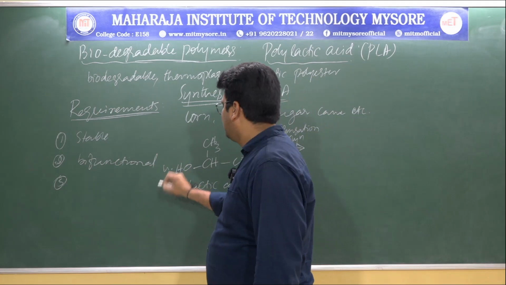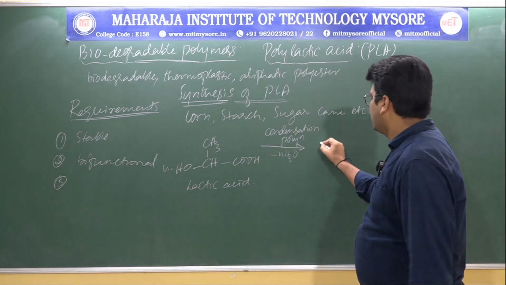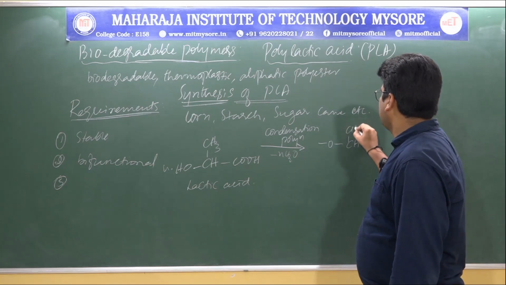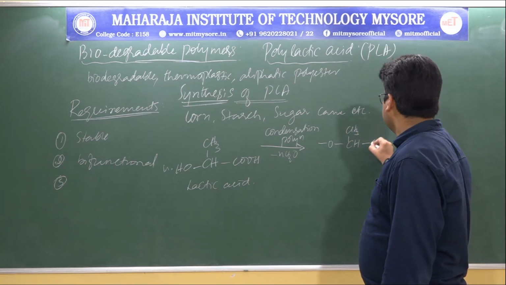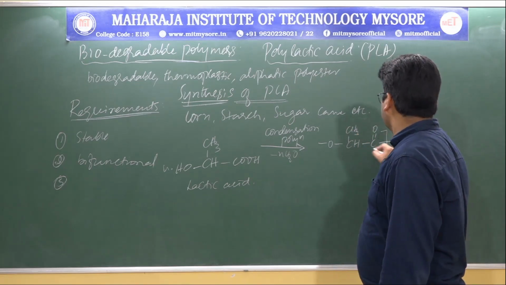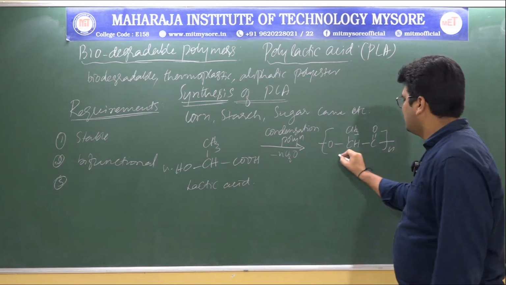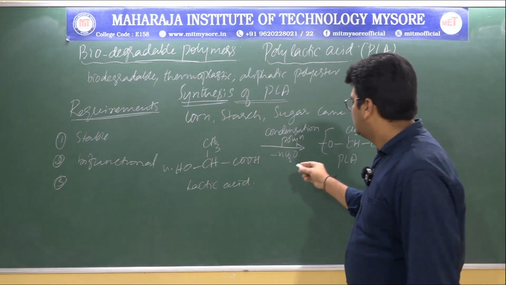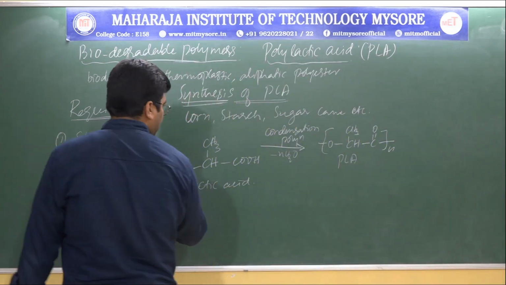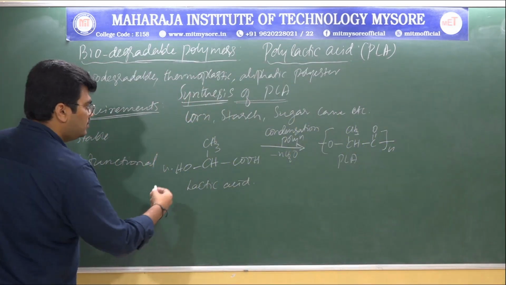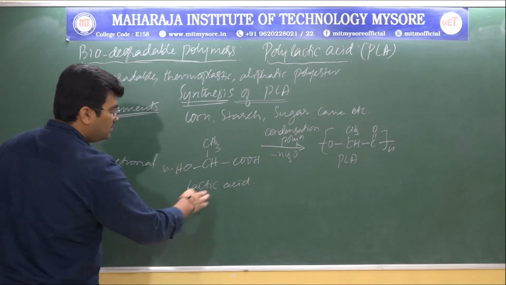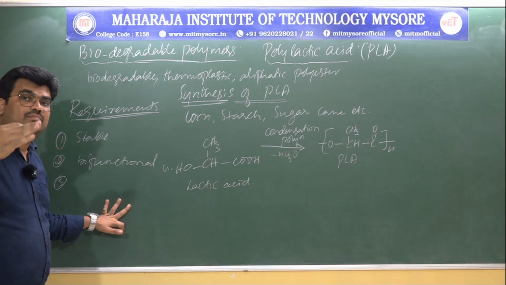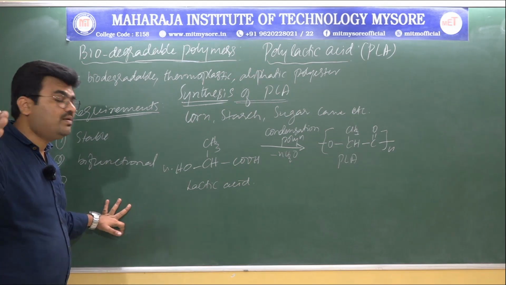So if we take n moles, the product obtained is O-CH(CH3)-C=O, right? This itself is called polylactic acid in simple terms. But the same polylactic acid, as I explained now, has to pass through the lactide monomer, right? Ring opening polymerization of the lactide monomer will give us the polylactic acid.